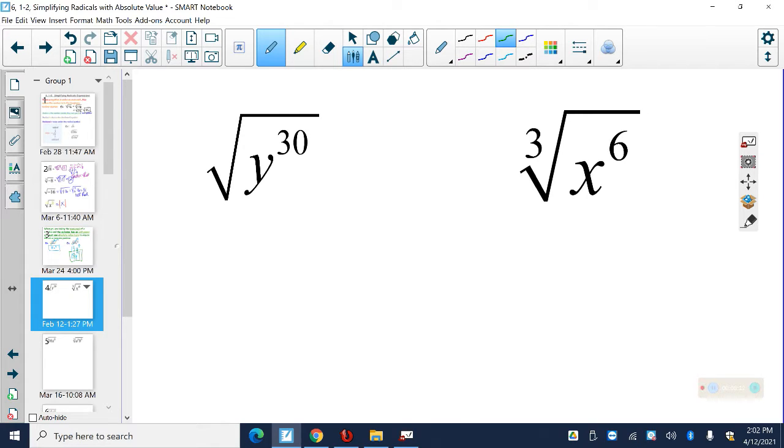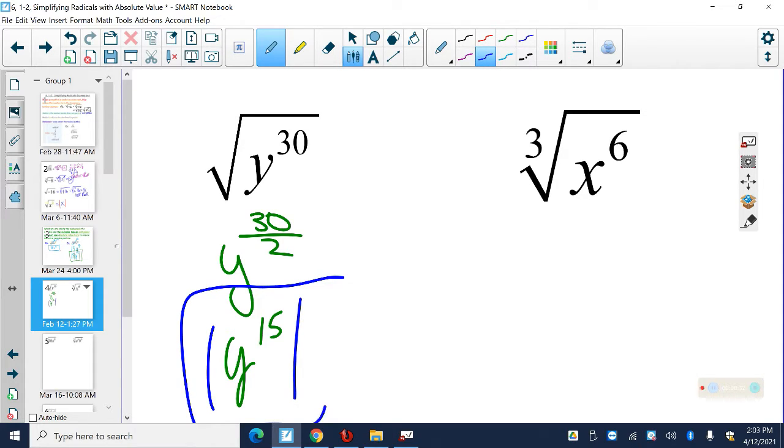All right. Now, I'm going to take my power, 30, and divide it by my index of 2. What is 30 divided by 2? It is 15. I had an even root, and 15 is odd, so therefore, I'm going to require absolute value bars. Does that make sense? Are we good? Yes?